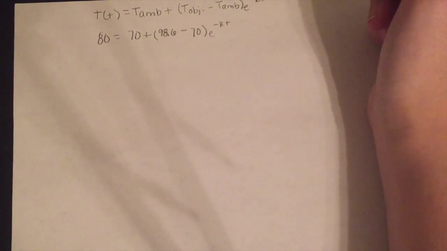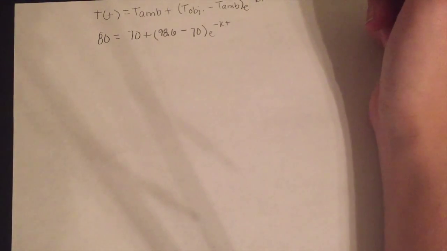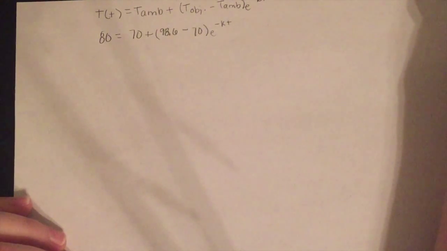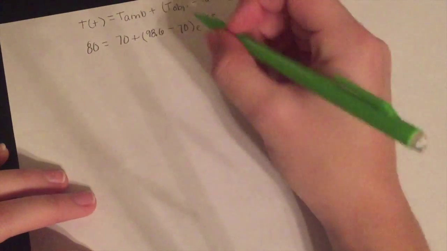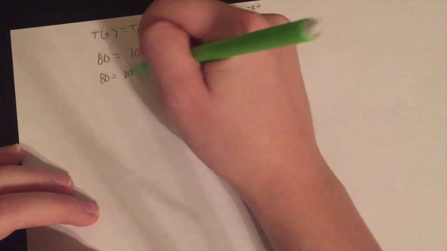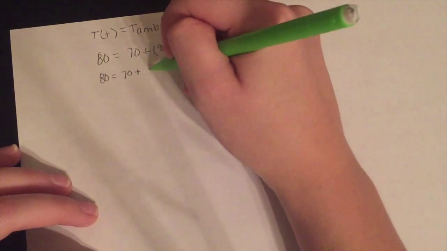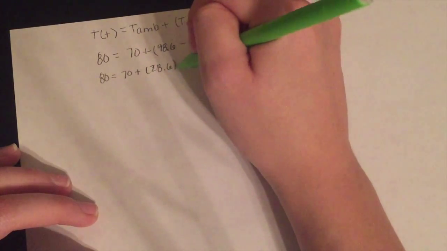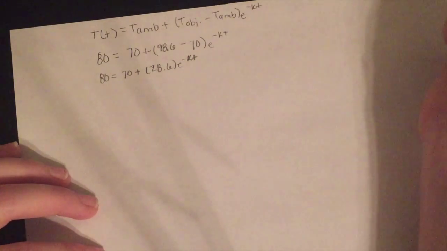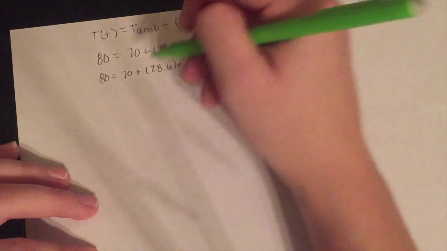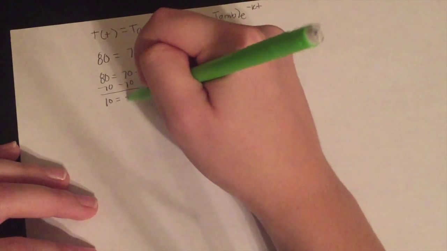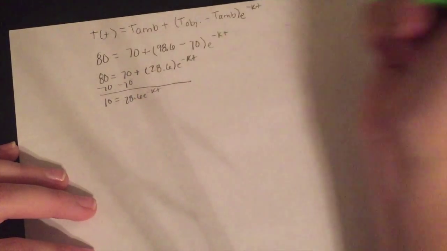This time we actually know k, but it's kind of long to write out, so I'm not going to write it out to the very end. Next we're going to subtract what's inside the parentheses. So if we rewrite the equation, it's going to equal 70 plus 28.6 e to the negative kt. And then we're going to subtract 70 from each side. So that's going to be 10, and that equals 28.6 e to the negative kt.